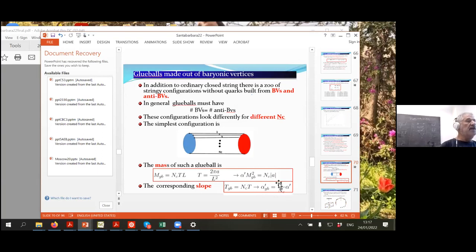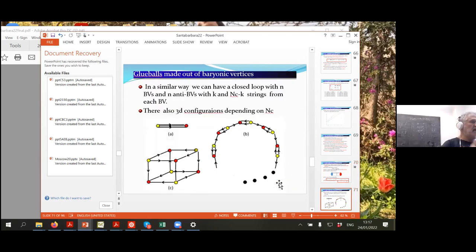So here, clearly, there is something which will not be the same for any NC, but very different for different values of NC. And then one can have, of course, a zoo of all kinds of possible closed rings that includes also baryonic vertices.